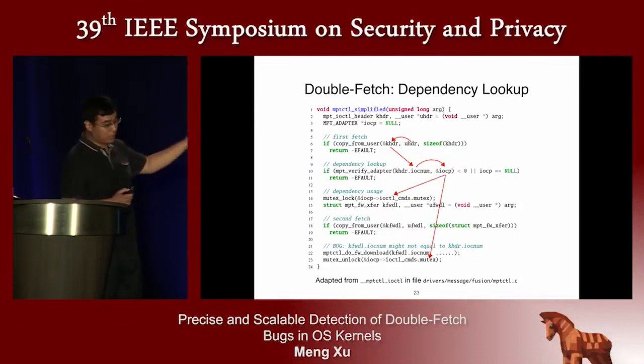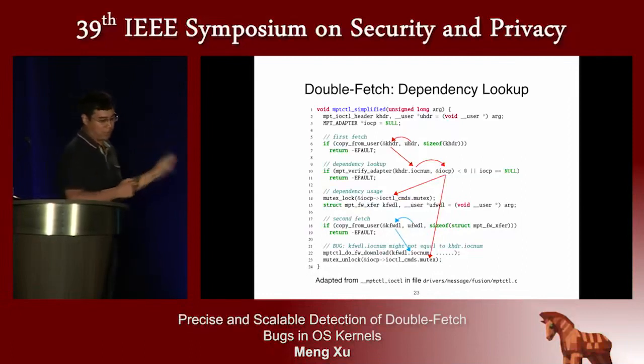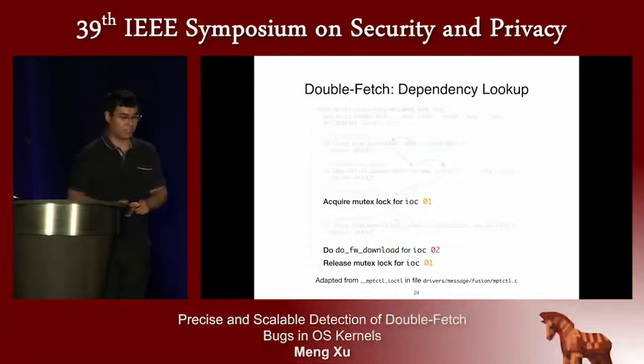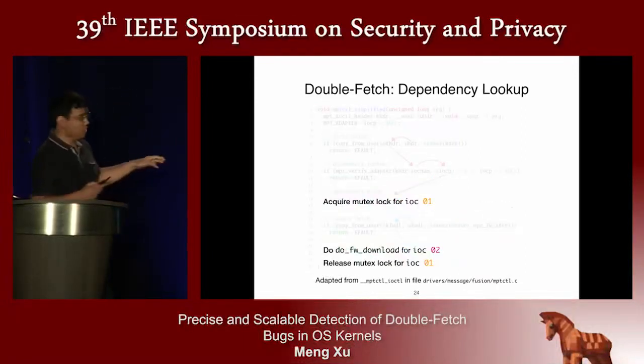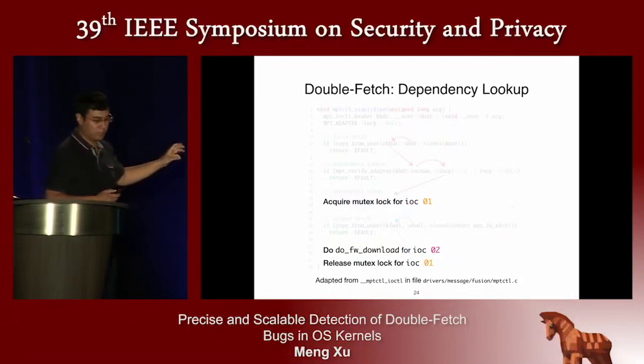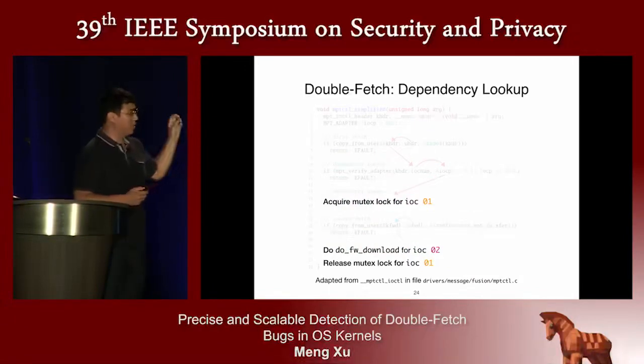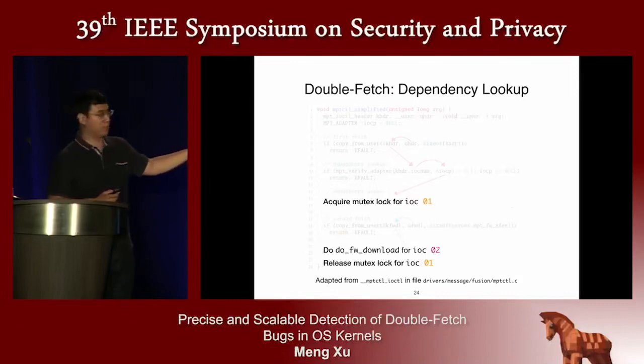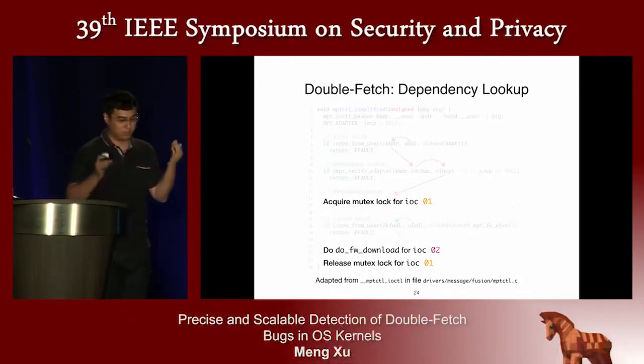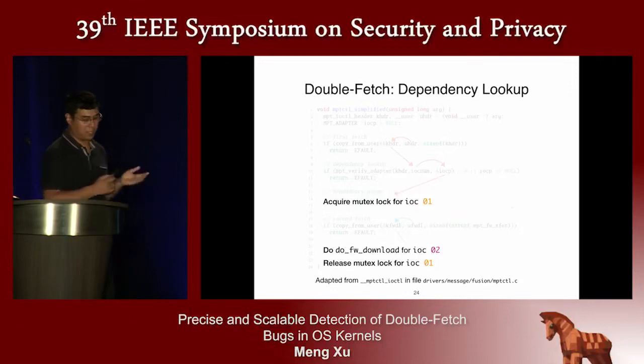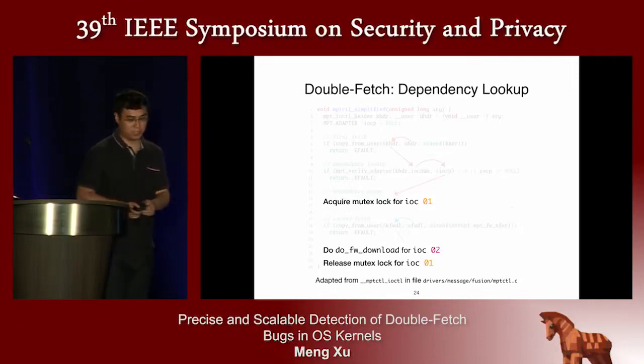And once you have the mutex locked, you're going to do a second fetch of the same header plus something else. And then you're going to do some download on the same IOC number. So what can actually go wrong is that the IOC number of the 2 different fetches can be different. So what effectively you're doing is that you are doing this FW download on IOC number, device number 2, but with the lock of device number 1 acquired. So it's up to the attacker to think about how they can abuse these kinds of things.